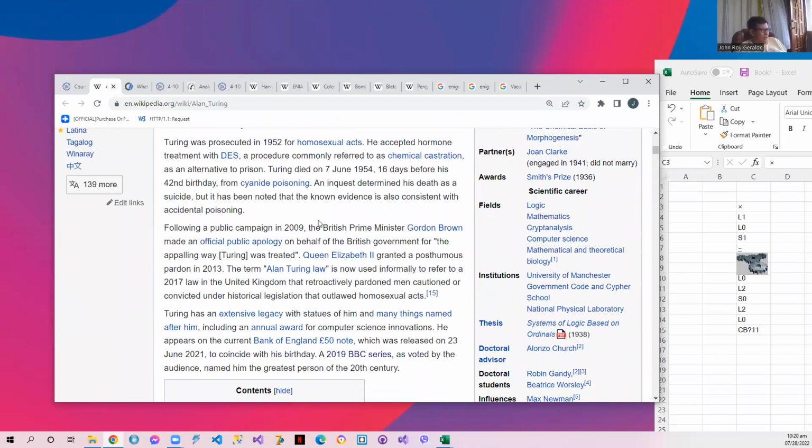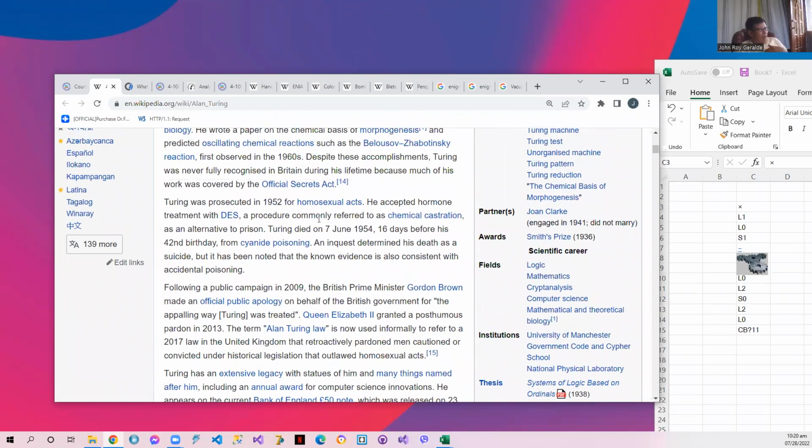Instead of going to prison, he was given a certain hormone to possibly treat what they thought was an illness. And Alan Turing did not accept it. He was so humiliated that a few days after his conviction, he took his own life by cyanide poisoning.